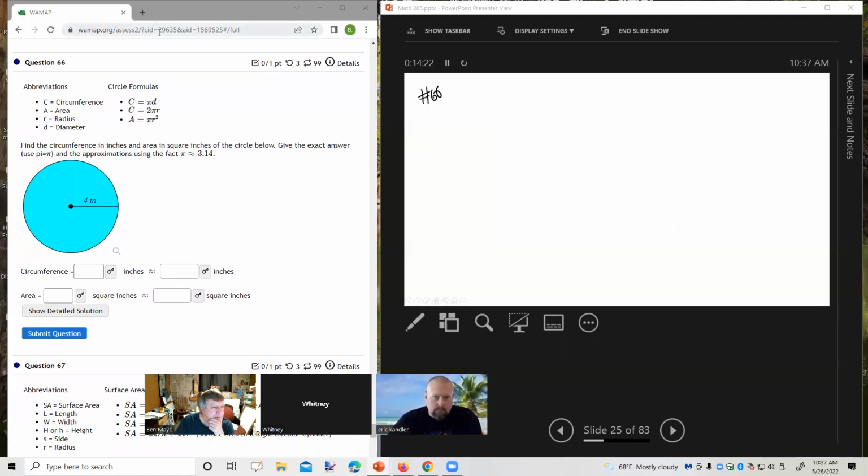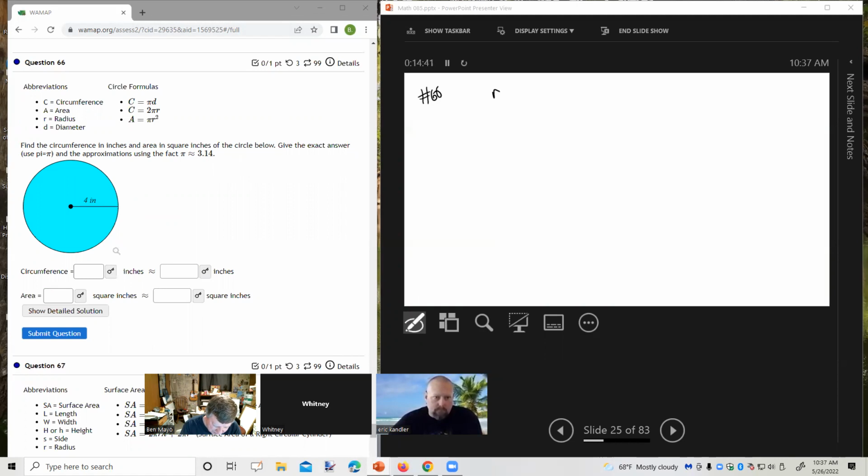66. Find the circumference in inches and area in square inches of the circle below. Give the exact answer using pi equals the pi symbol, and then the approximation using the fact that pi is approximately 3.14. Okay, so what do we know about the circle?